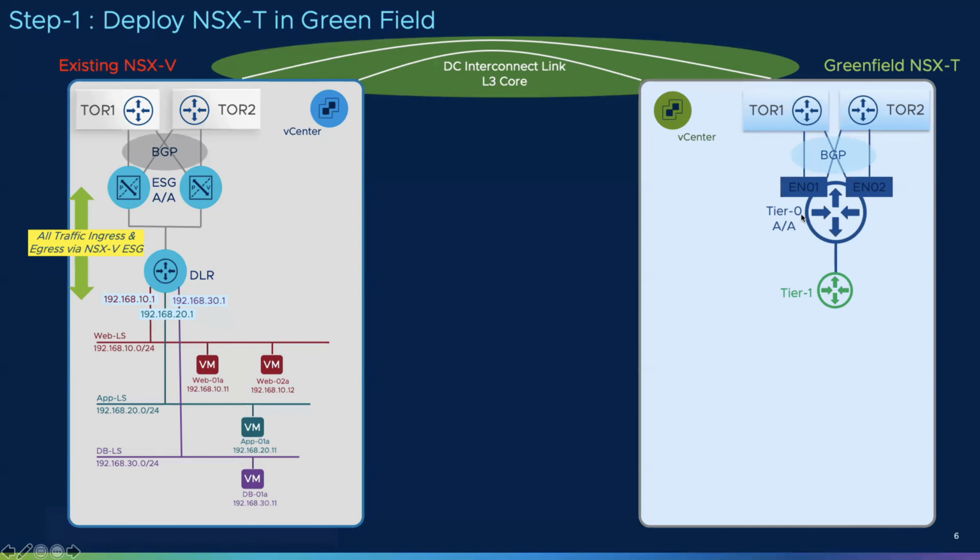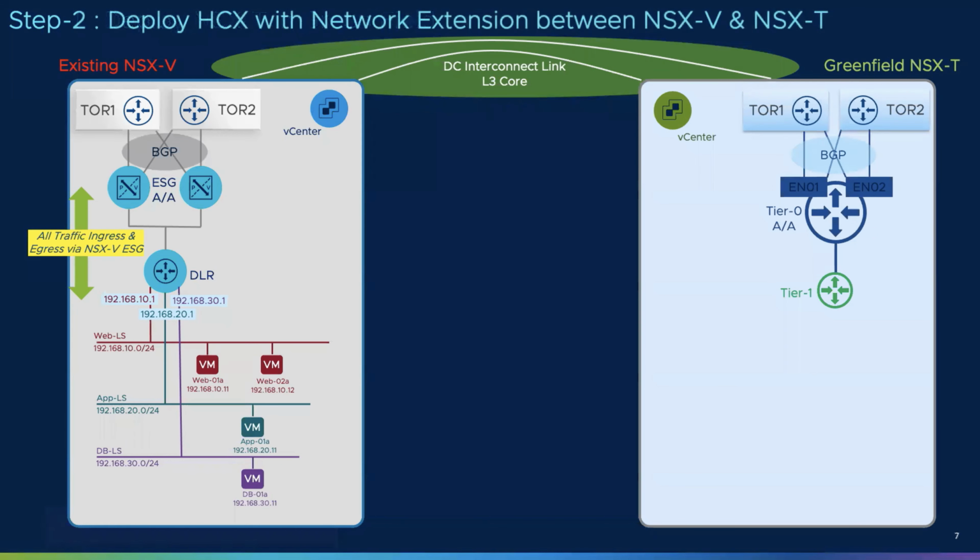My tier 1 is directly connected to the tier 0. Currently, I don't have any segment or anything connected to the tier 1, but if you want to, you can definitely connect segments to the tier 1, no issue at all, and they can function as they are. So the very first step is to deploy NSX in the greenfield deployment. Once you have NSX deployed, you can go to the next step, which is deploying HCX. So step 2 is deploying HCX.